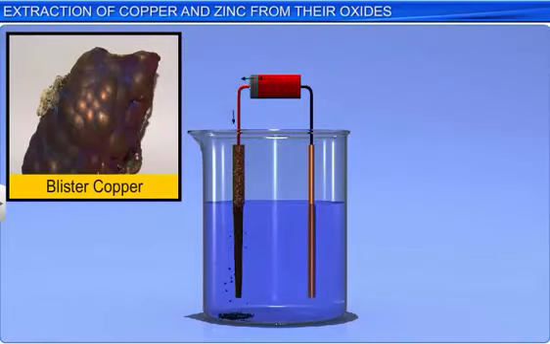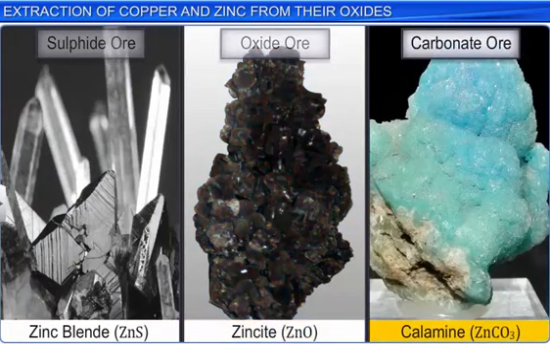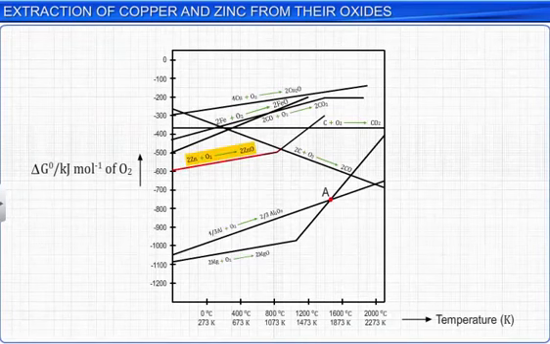Now let us look at the extraction of zinc. Zinc occurs widely in nature in the form of sulfide, oxide, and carbonate ores. Zinc blende is its sulfide ore, zincite its oxide ore, and calamine is its carbonate ore. As can be seen from the Ellingham diagram, the reduction of zinc oxide to zinc occurs at a higher temperature than that required for the reduction of copper oxide to copper. Coke is used for the reduction of zinc oxide.